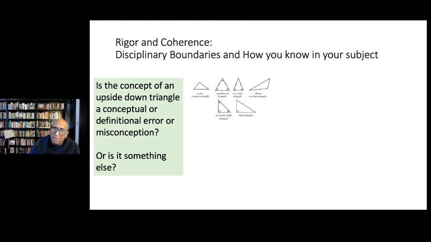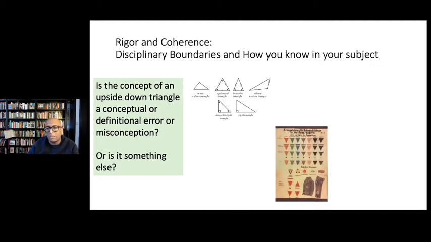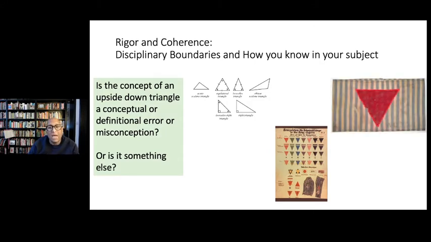Well, I don't know. Maybe in maths there isn't, but in history there might be. Some of you might know that. That is an upside down triangle, and it makes sense in history. It makes sense in terms of the Second World War and Nazi death camps to understand what an upside down triangle is. Whereas in math, that concept is incorrect. So whether an upside down triangle is a concept or a misconception depends on the subject.